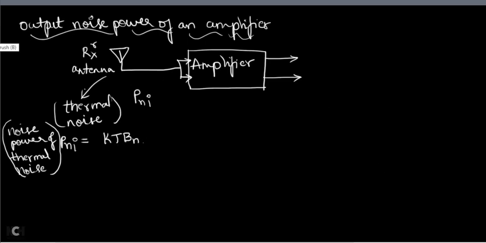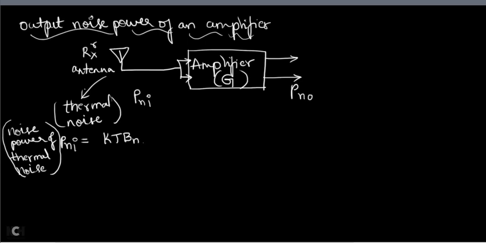Now let me calculate the output noise power, PNO. PNO stands for the output noise power of the amplifier. We need to calculate that output noise power. Amplifier means it will have some gain factor, no? So we can write the gain factor as G. G is the gain. Gain stands for output voltage divided by input voltage. That you should keep in mind.